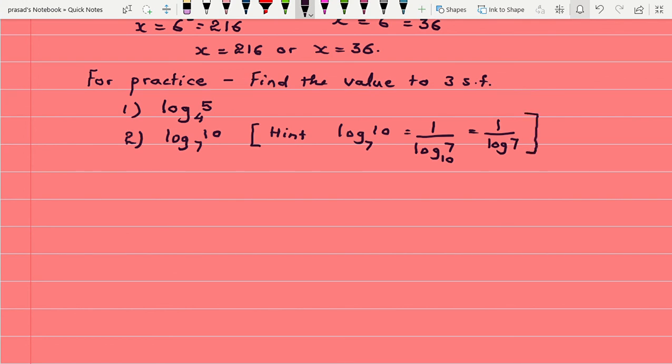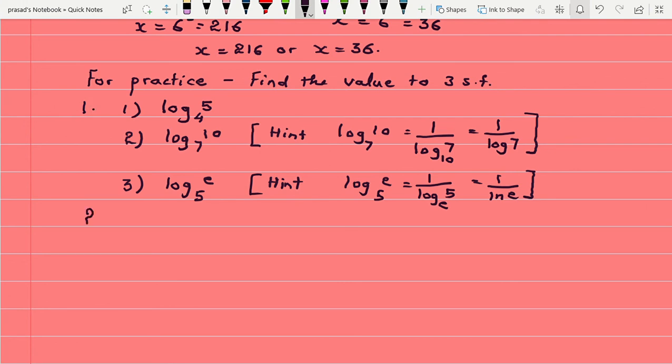Okay, then third one, log e to base 5. Now since this is e, change the base to e, that is the natural base. So you can write log e to base 5 as 1 upon log 5 to base e, which is nothing but 1 upon ln 5 that you find on the calculator. And this is first one.